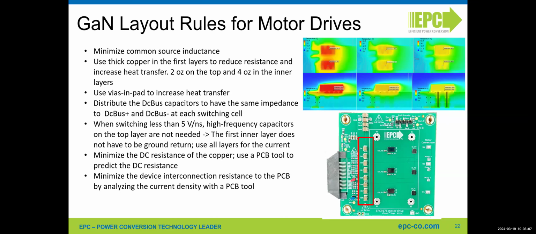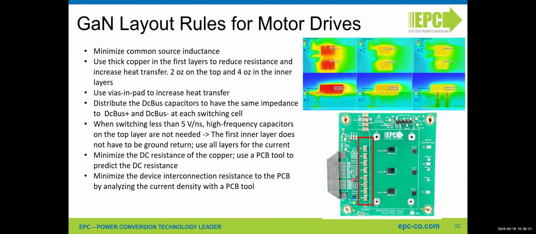And it's also important to minimize the device interconnection resistance to the PCB. And with the same tool, we analyze the current density. The simple trick is whenever you see current density going high, that is related to a resistive part that will be high and will be detrimental to your inverter.